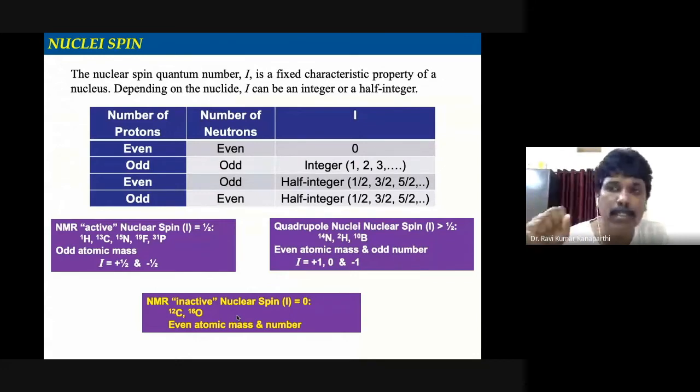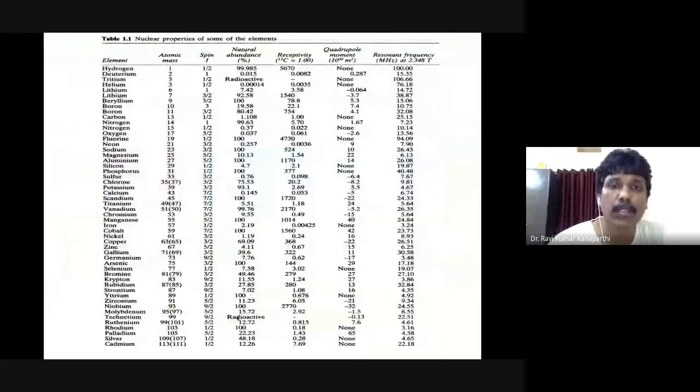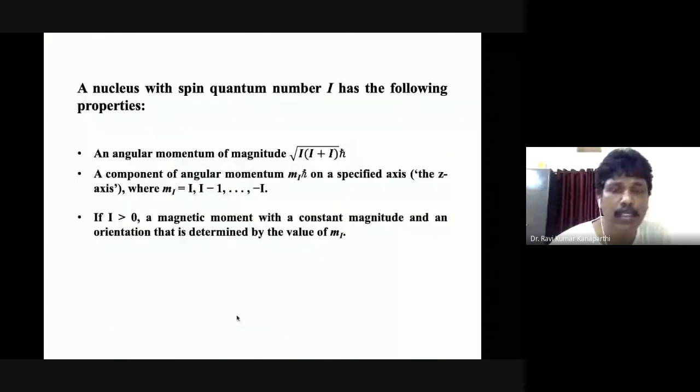After all, the molecules contain atoms, so we need to understand which nuclei are magnetically active. In NMR spectroscopy, in a given experiment, we try to probe the magnetically active nuclei and their chemical environment. You know that molecules are made up of atoms. At a given time, under given experimental conditions, we will try to probe a particular nucleus. These are the nuclear properties of some of the important elements. If you are interested, you can go through it.